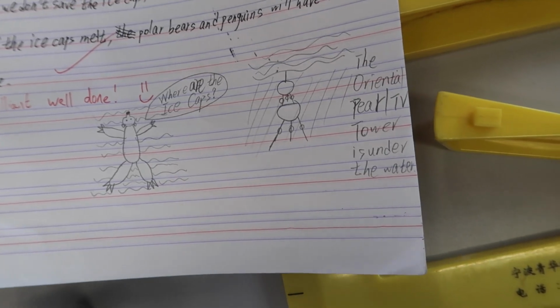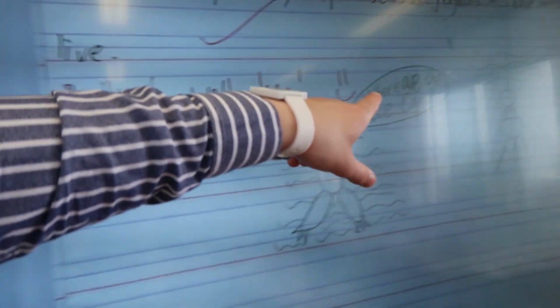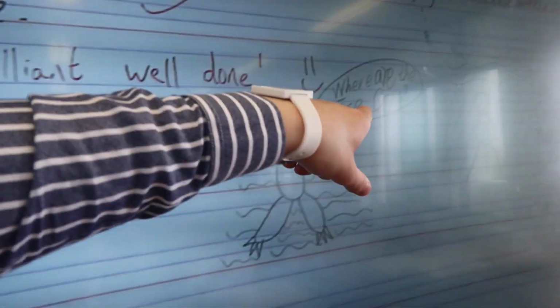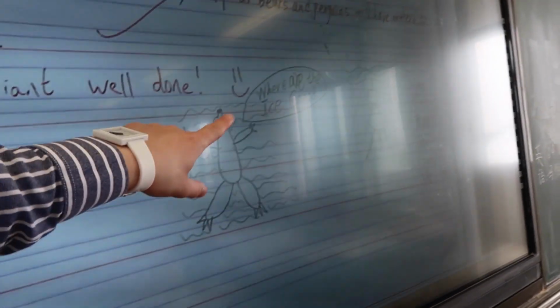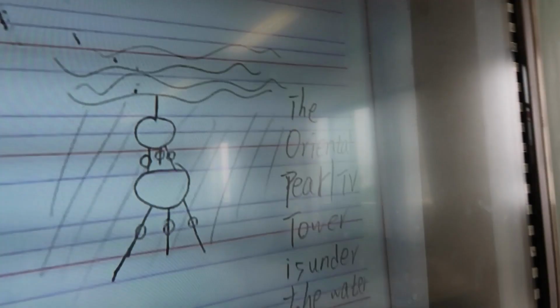Three, two, one, stop, and look this way. You'll see here, on this one we got, where are the ice caps? So we've used our vocabulary, ice caps. We got an animal that is struggling and that's in danger. And then we have the Oriental Pearl Tower under the water as well.